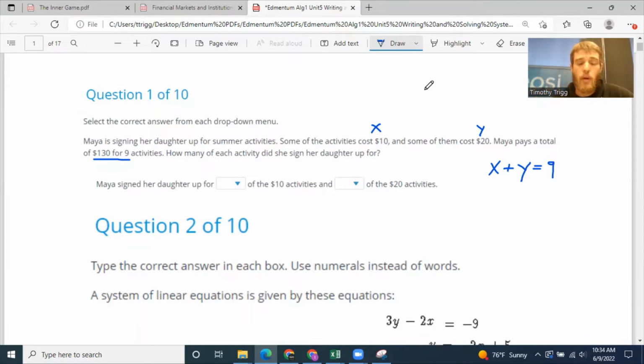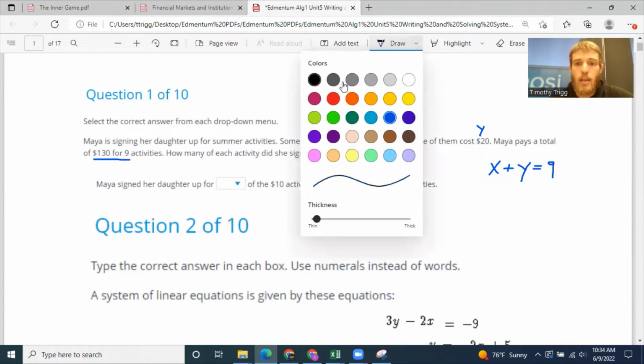So this first equation has to do with quantity. How many, right? How many? 9 activities. So I take $10 activities, however many that is, plus however many $20 activities. We know that there'll be 9 activities.